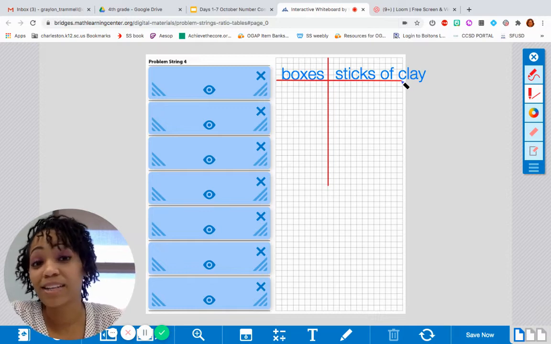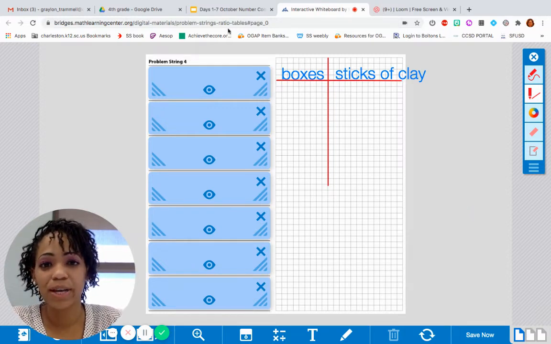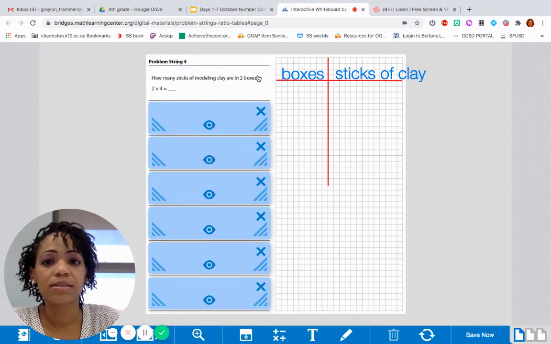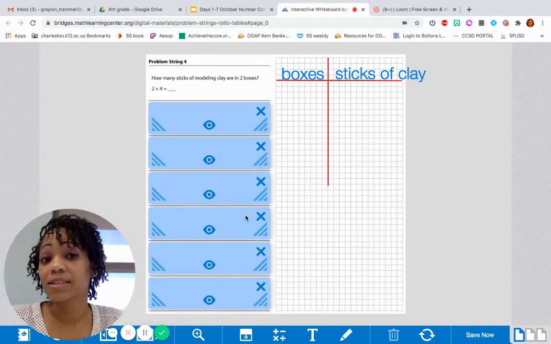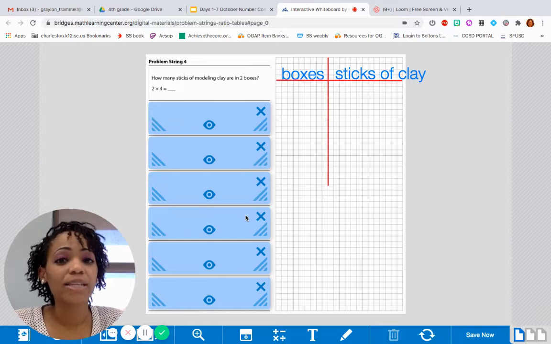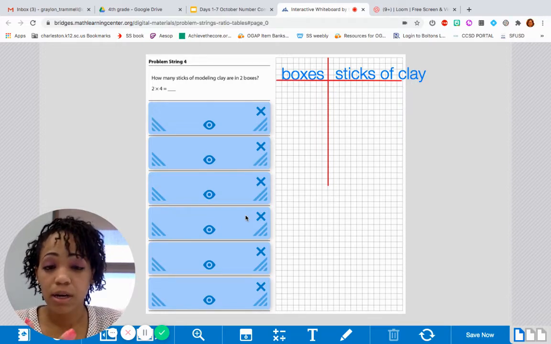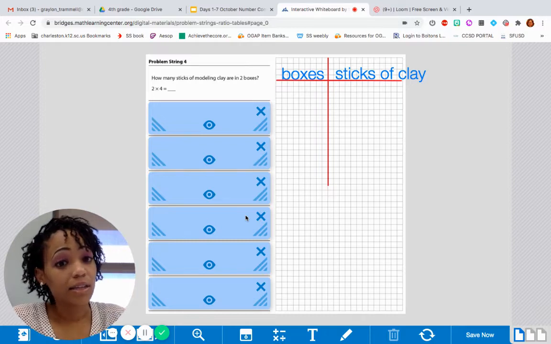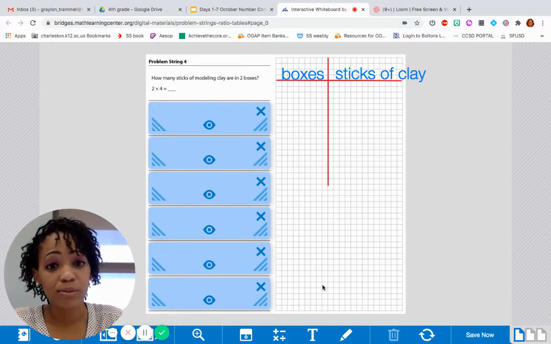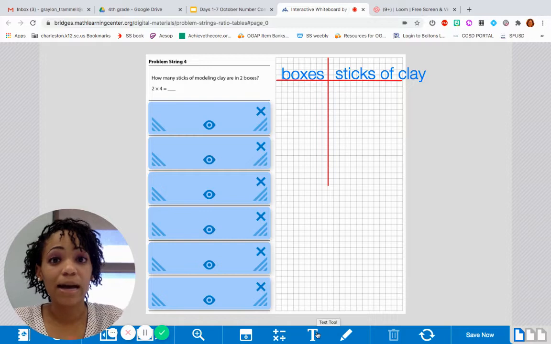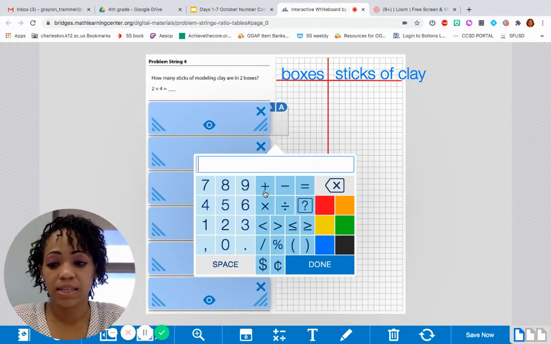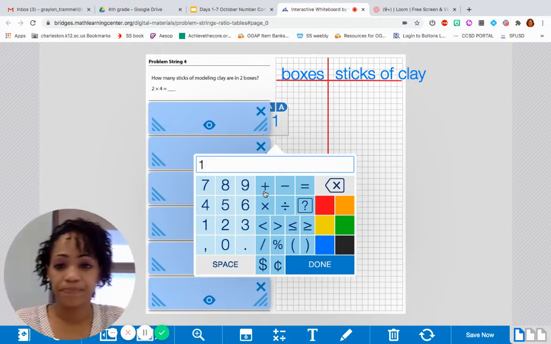I think now we're ready to start solving our problems. So here we go. First problem is, how many sticks of modeling clay are going to be in 2 boxes? How many are in 2 boxes? Let me just remind you, before we do 2 boxes, let's talk about how many are in 1 box. How many sticks are in 1 box of clay?